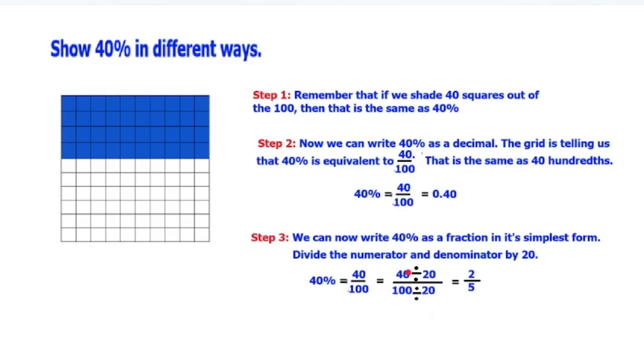20 fits into 40 twice. 20 fits into 100 5 times. So 40 over 100 is the same as 2/5. And that's how you write 40% in 3 different ways. So we wrote it as a decimal. We wrote it as a shaded square. And we wrote it as a fraction in lowest terms.